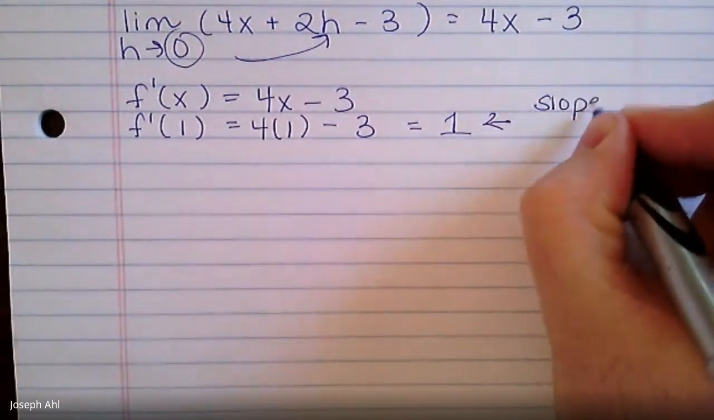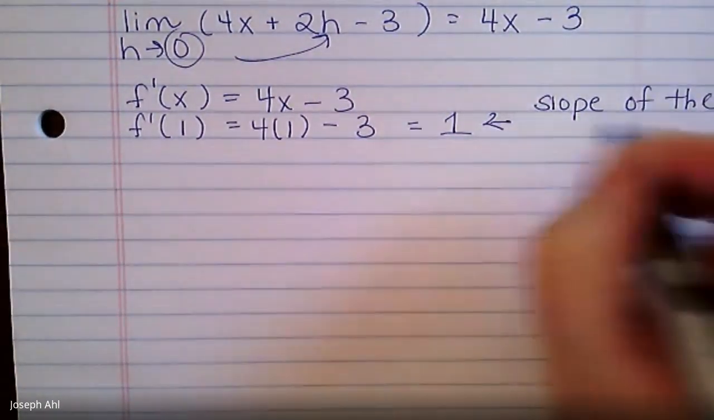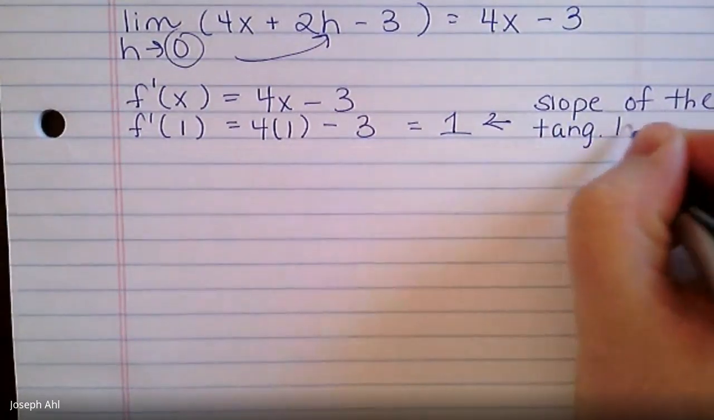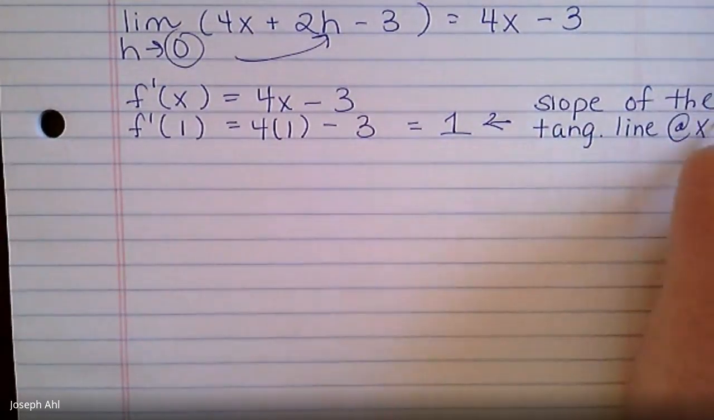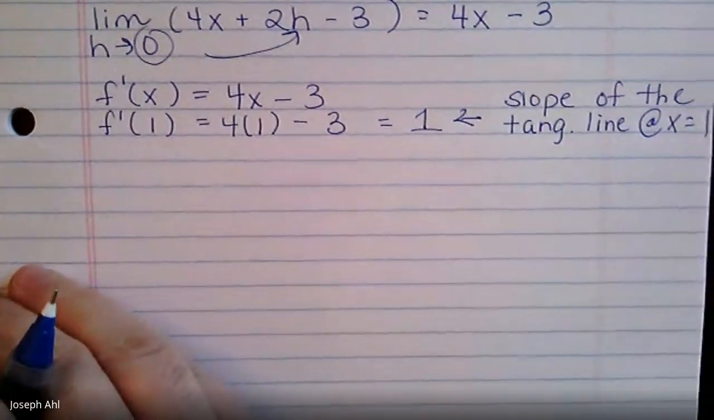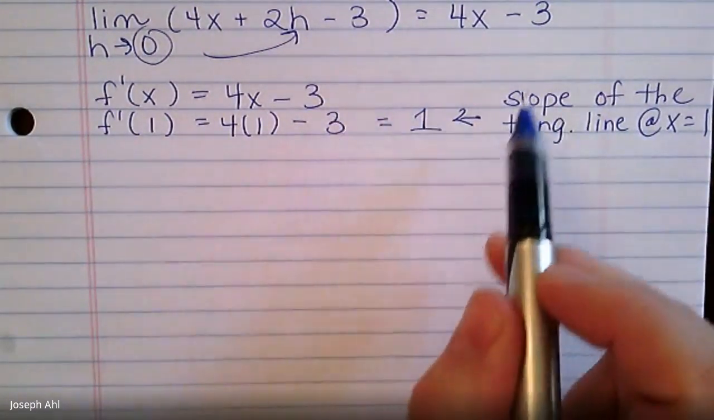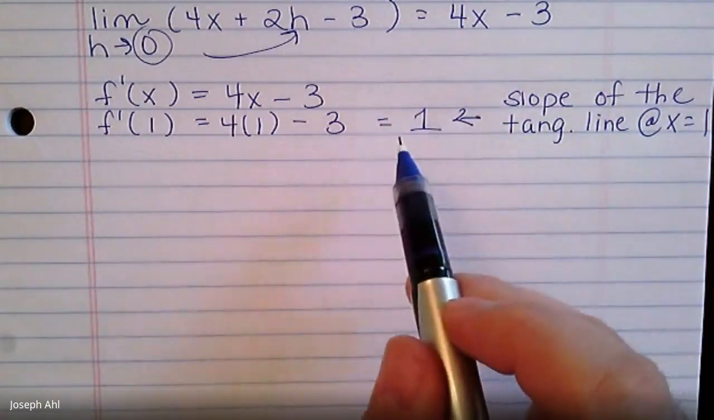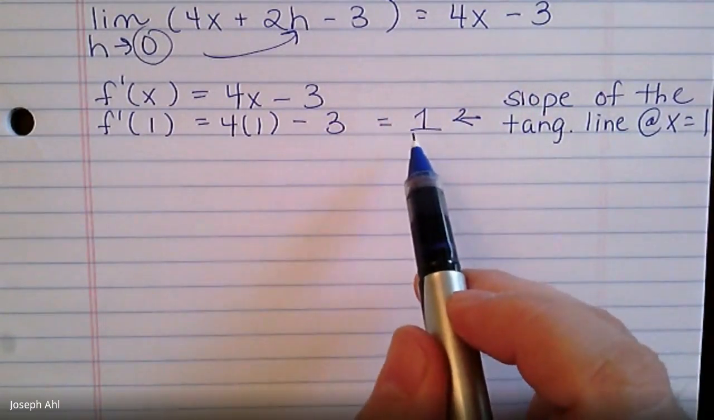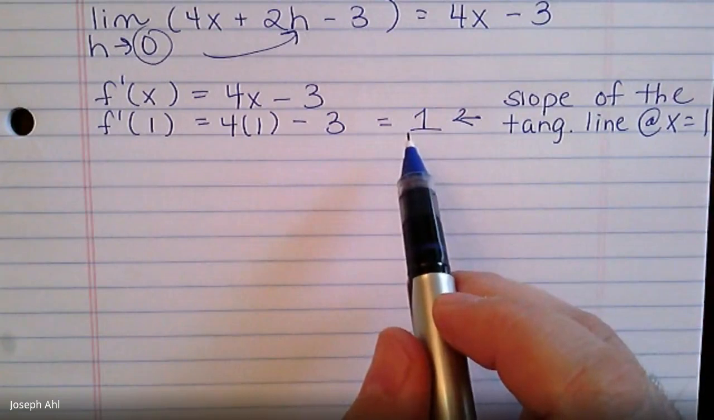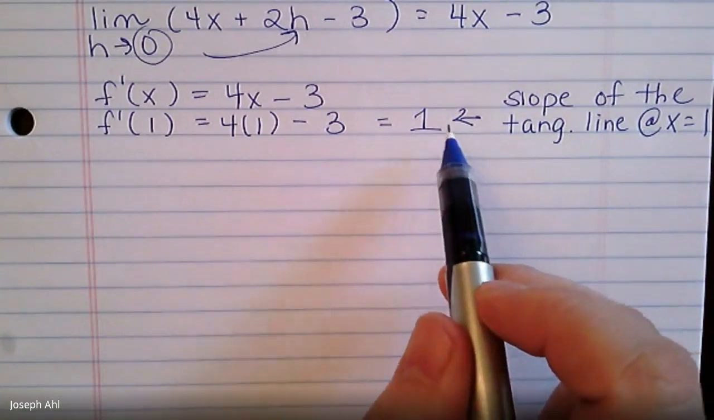That 1 represents the slope of the tangent line at x equals 1. And you certainly don't have to write that statement, but for those of you that have a tough time understanding what that even represents, that is the slope of the line that is tangent to this graph at the point (1, -1).